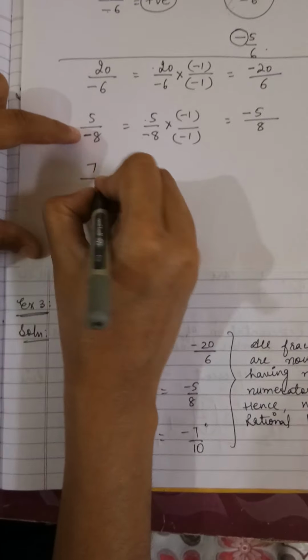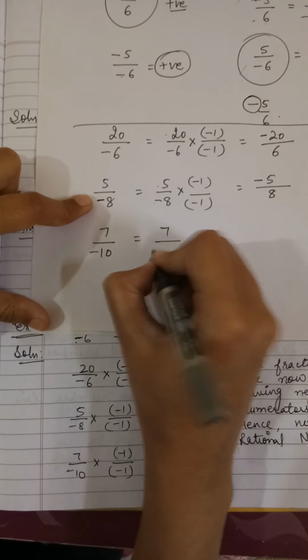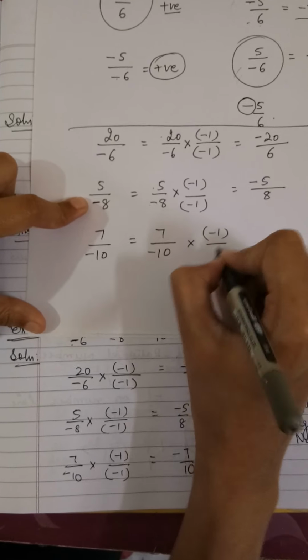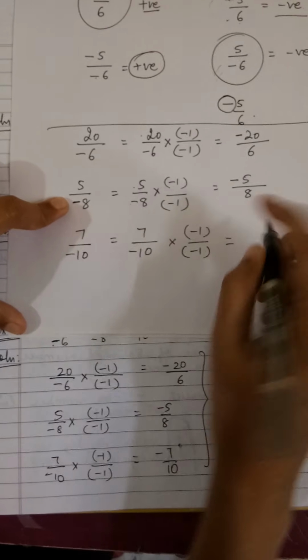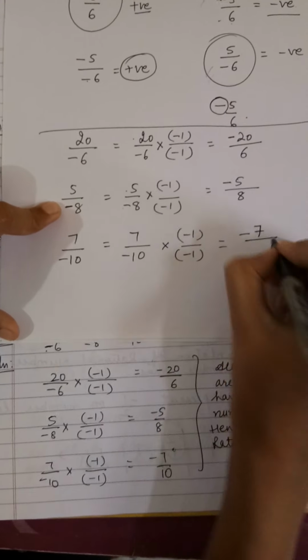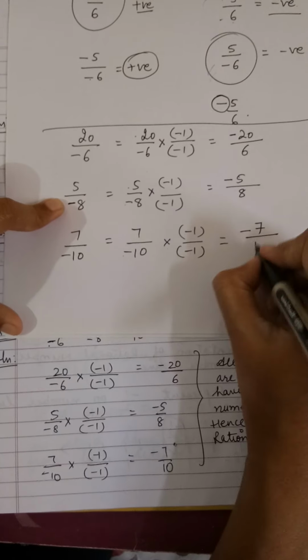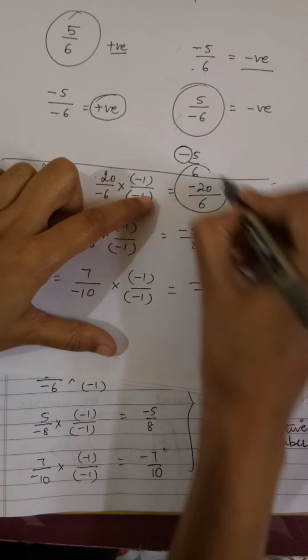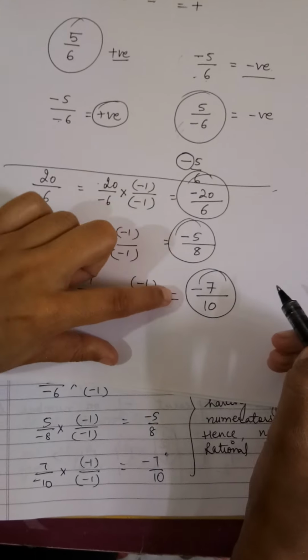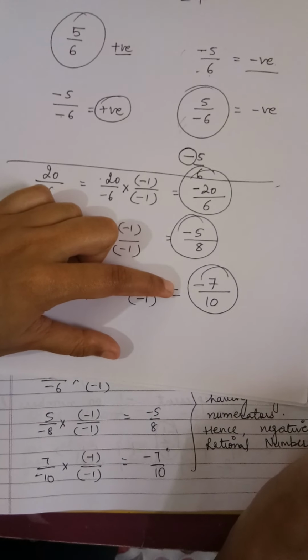Similarly, the next one was 7 upon minus 10. Again 7 upon minus 10, I am going to multiply and divide by minus 1. Plus minus is minus, and 7 ones are 7. Minus minus is plus, 10 ones are 10. So now all these three have become negative rational numbers, right?